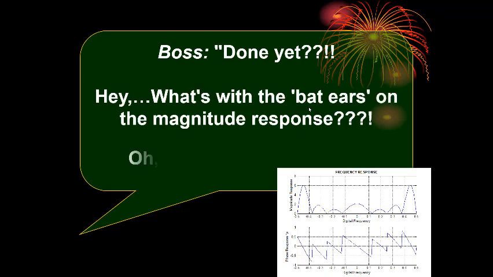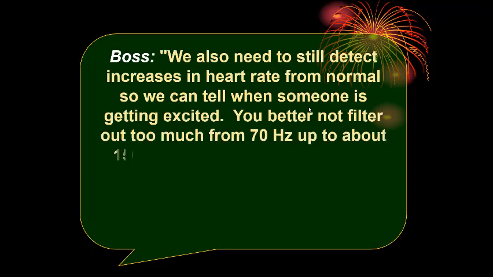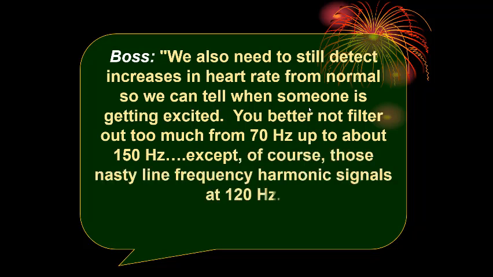While we're playing with that, of course, the boss walks in while we're dabbling and says, "What's with the bat ears on those magnitude responses?" And oh, by the way, did I not mention that we also need to still detect increases in heart rates that are normal so we can tell when someone's getting excited? How else are we going to make the mood ring change color? So you better not filter out too much from about 70 hertz up to about 150 hertz. Except, of course, those nasty line frequency harmonics at 120. So come on, hurry up. We got to get this going.